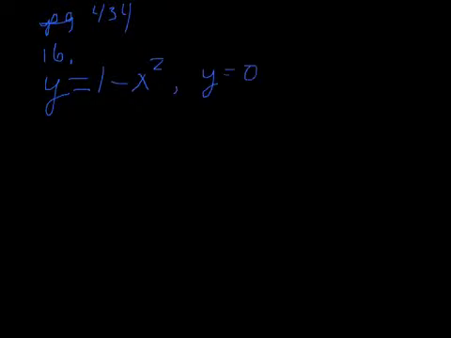Page 434, this is number 16. So we have the curve y equals 1 minus x squared, and we have the curve y equals 0, which is actually the x-axis. This time, we're going around the vertical line x equals 2. So instead of rotating around an axis, we have a different line.